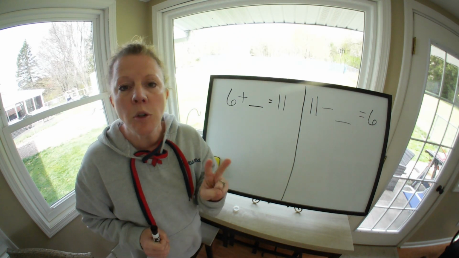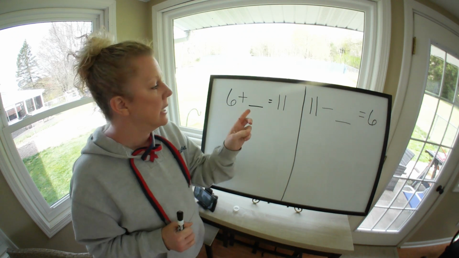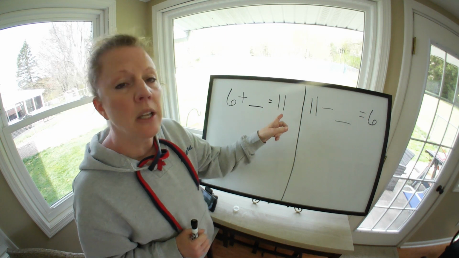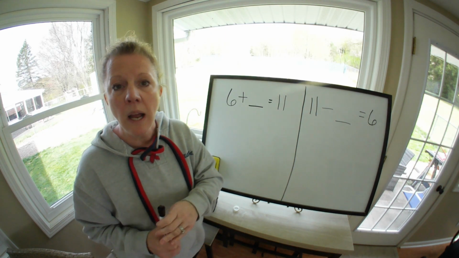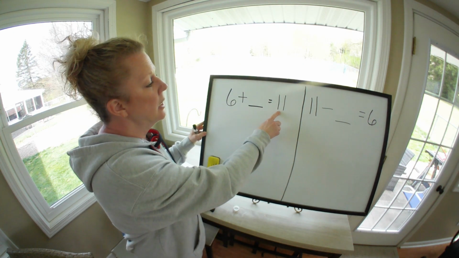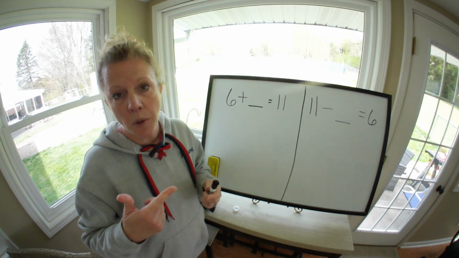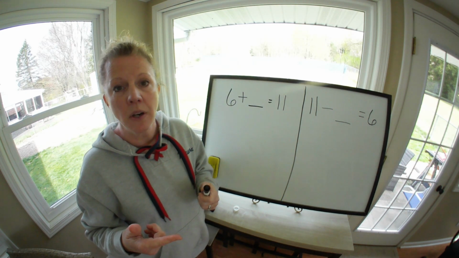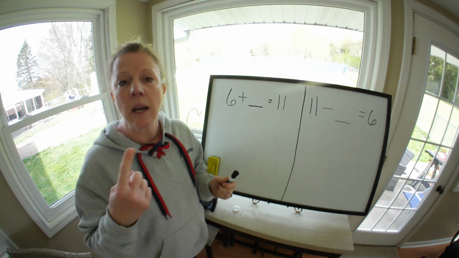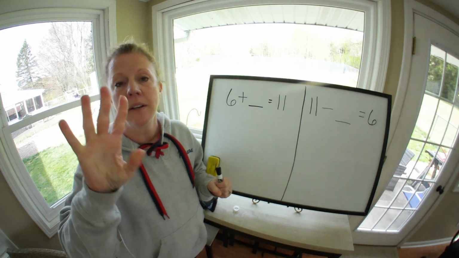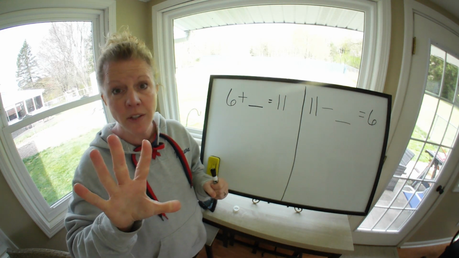So again, there's 2 ways to figure this out. I can go ahead and punch 6 and count on from there until I get to 11. Or I can take my answer 11 and count backwards 6. So in this case, let's do it both ways to see if we come up with the same answer. So I'm going to punch 6 and count up to 11. So we have 6, 7, 8, 9, 10, 11. So I'm coming up with an answer of 5.